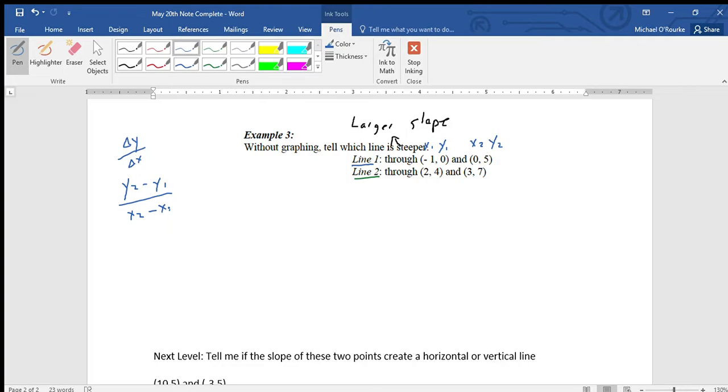All right. So take a look at the blue one first. So we're going to have 5 minus 0 over 0 minus negative 1, and negative negative there creates a positive. So for this one, the slope is 5 over 1.